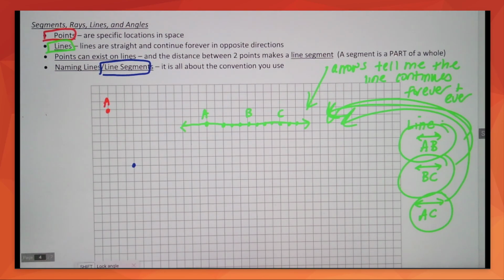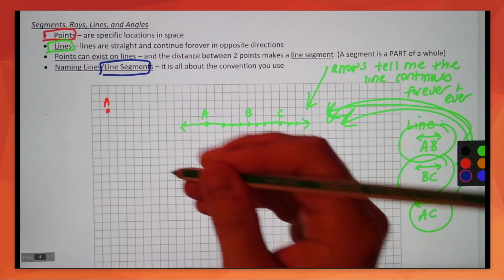Oh, I don't know why I just drew that dot. My bad. Oh, I know why I did that. Never mind. Never mind.